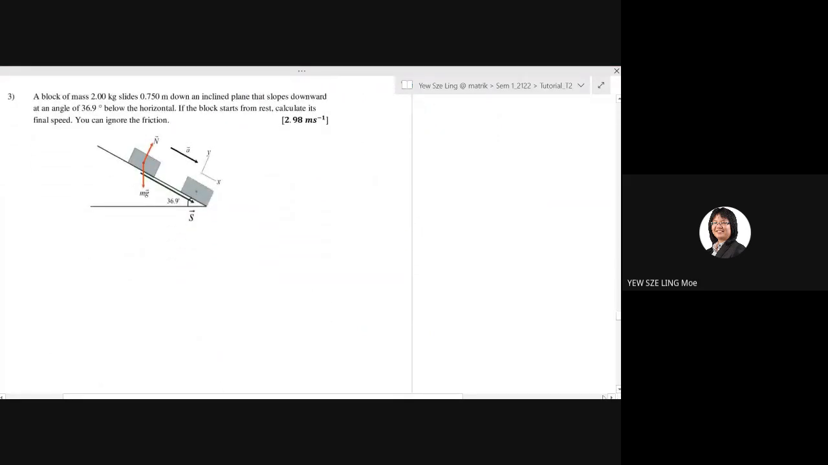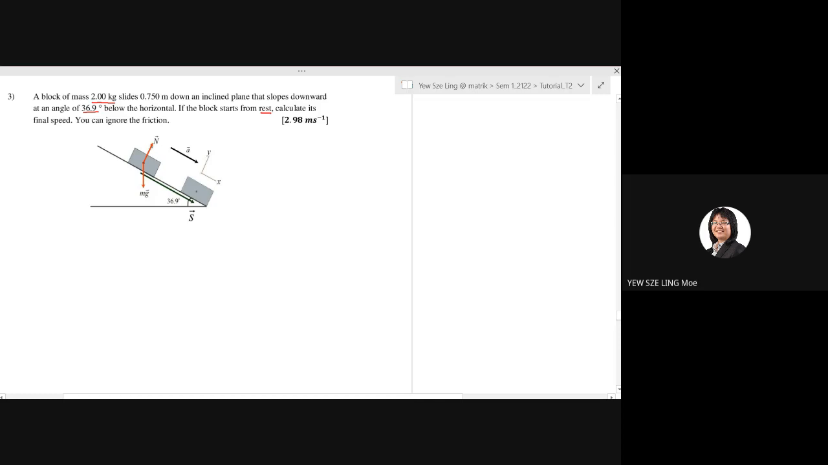Okay, now let's look at these questions. Question number 3. A block of mass 2 kg slides 0.75 meter down an inclined plane that slopes downwards at an angle of 36.9 degrees below horizontal. If the block starts from rest, calculate the final speed.